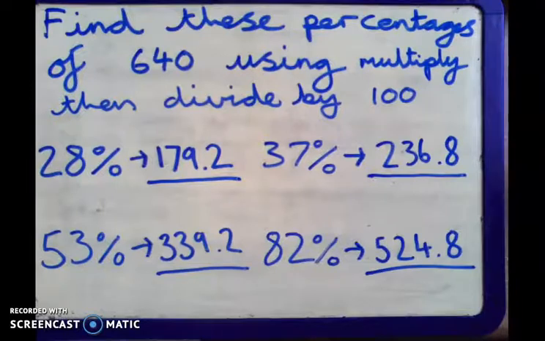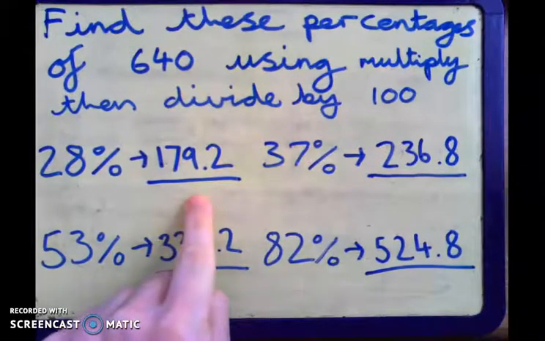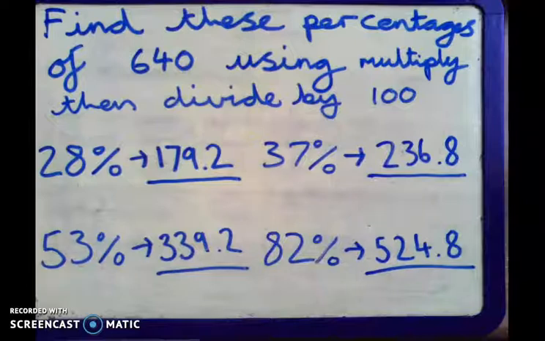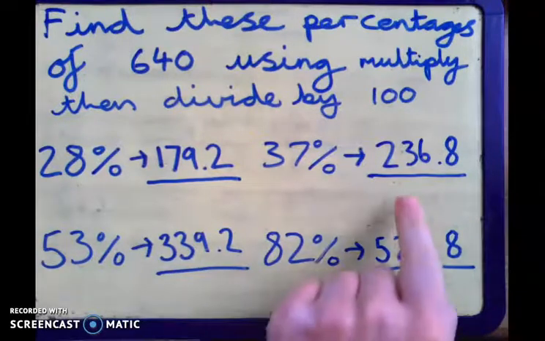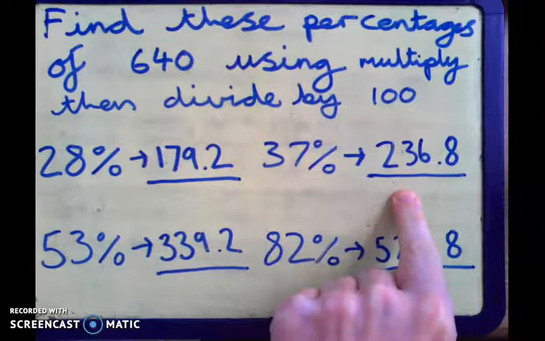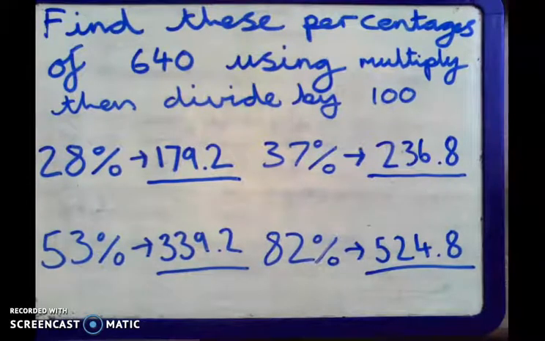Here are the answers to those percentage calculations. 28% of 640 is 179.2. 37% of 640 is 236.8. 53% of 640 is 339.2. 82% of 640 is 524.8.